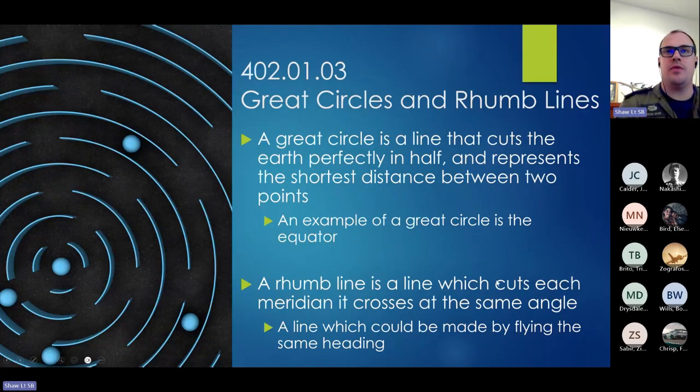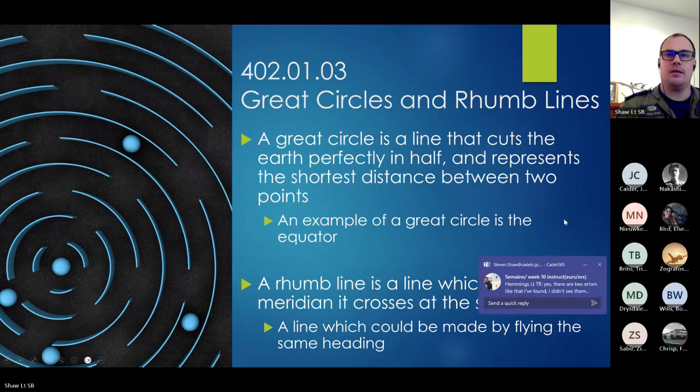We'll talk about that in a little bit. But one thing you need to know is a great circle is the shortest distance between 2 points, cuts the Earth perfectly in half, versus a rhumb line, which cuts each meridian it crosses at the same angle. Any questions about that?